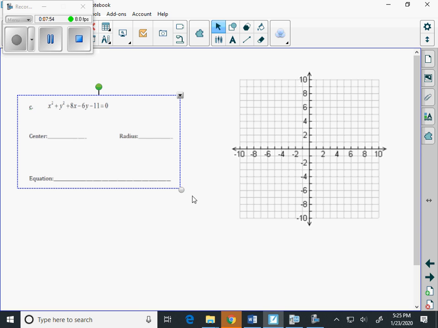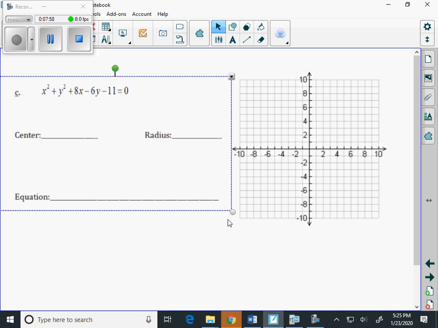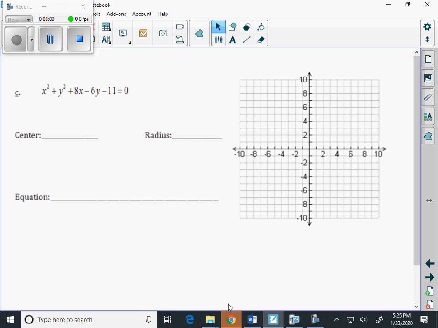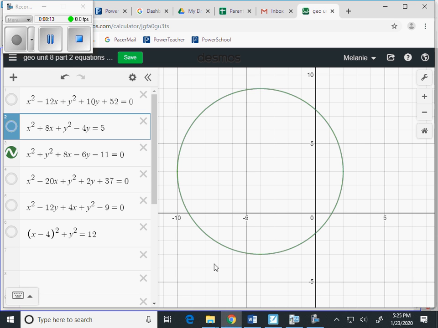Once again, as I make this a little bit bigger, what we want to do is figure out what the center and the radius is. And we're going to type this into Desmos. So I'll turn this circle off and turn this one on, checking very quickly to make sure that I typed it in correctly.